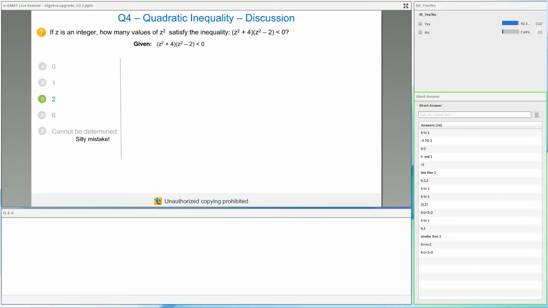Think about it. I'm talking about z square, so you cannot make the mistake of taking z. This is just a constraint telling you about z. It's just telling you z is an integer. When I'm saying this, this helps me infer that if z is an integer, z square will also be an integer. Okay, that is the only inference that you need to make.